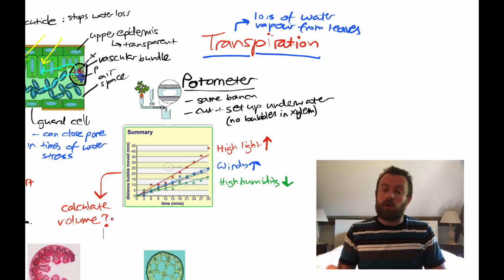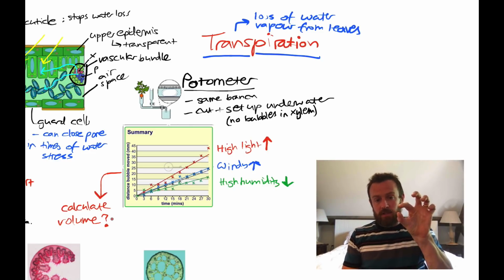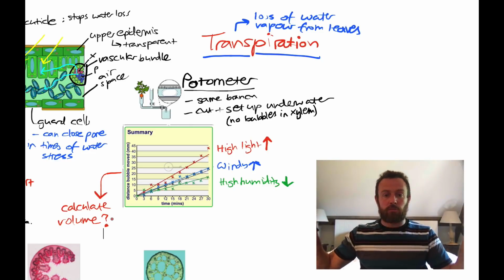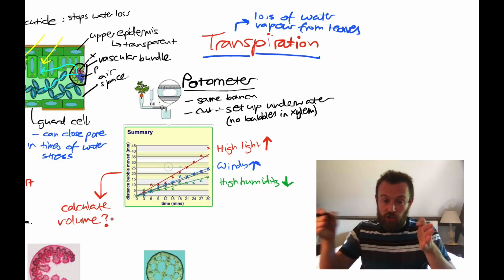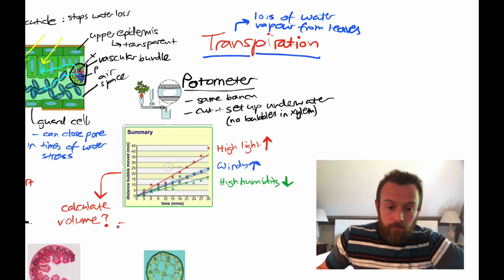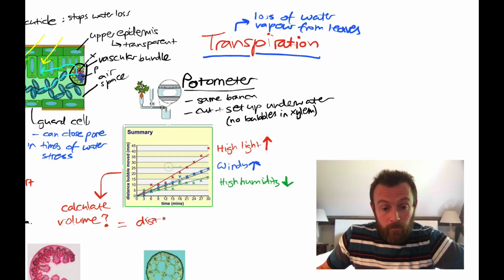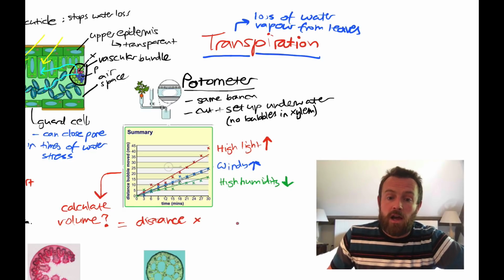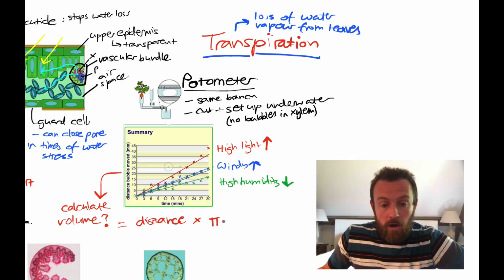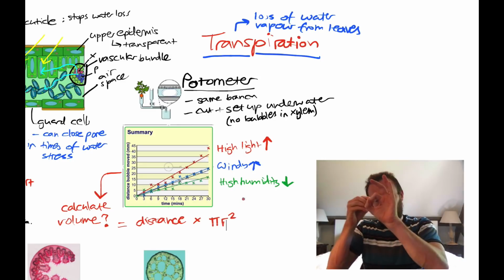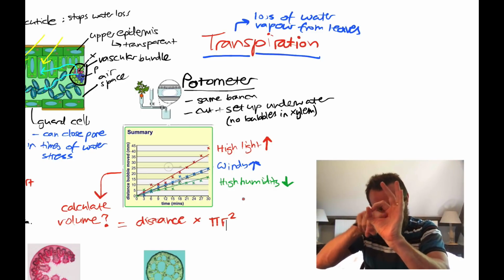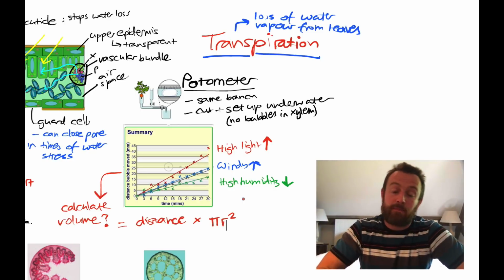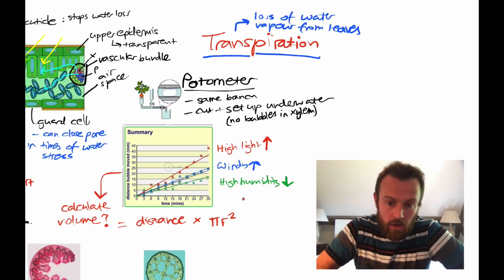Now, how do you do that? Well, if you know the diameter and the radius of the capillary tube, you can work out the volume of water that has been lost out of that tube. So it is the distance in millimeters times pi r squared, which is the area, because remember the capillary tube is circular, cylindrical, so that's the area inside times the length. So it's basically the volume of a cylinder.